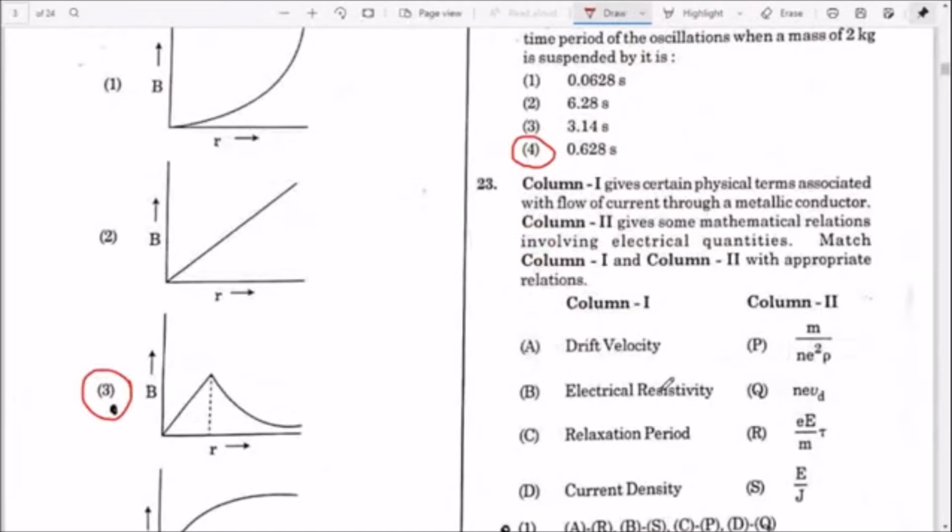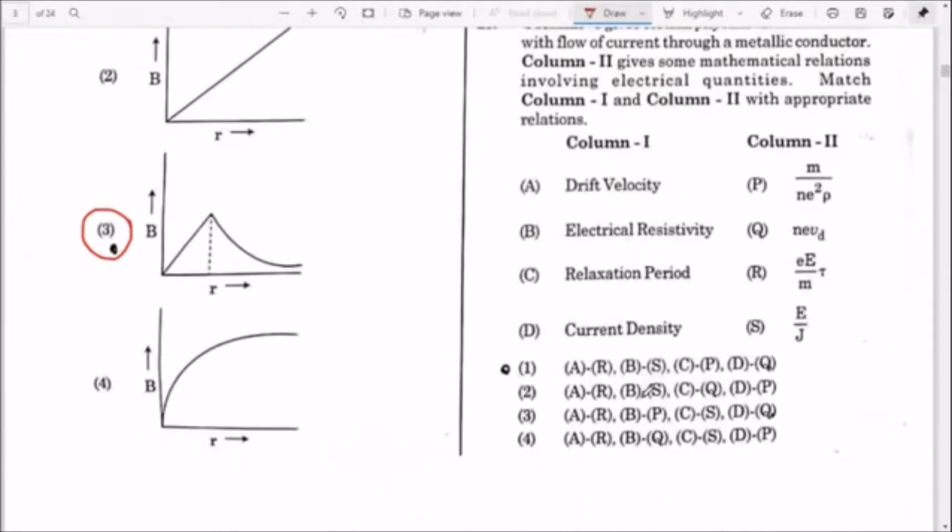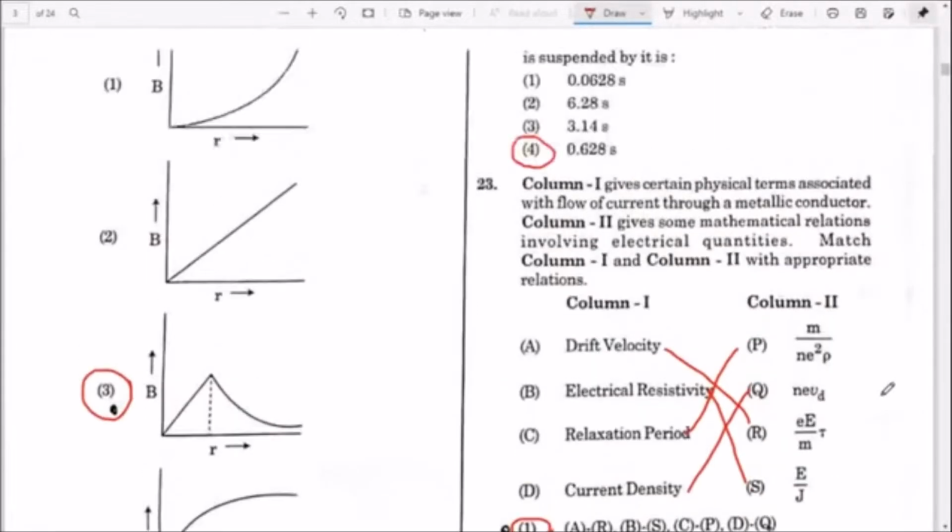Next, question number 23. Column 1 gives certain physical terms associated with the flow of current through a metallic conductor. Column 2 gives some mathematical relations involving electrical quantities. Match column 1 and 2 with appropriate relations: drift velocity, electrical resistivity, relaxation period, current density. Option number 1 is the correct option, students. That is, drift velocity is eE by m, electrical resistivity is E by J, relaxation period is m by ne squared rho, and current density is neV. So option number 1 is the correct option, students.